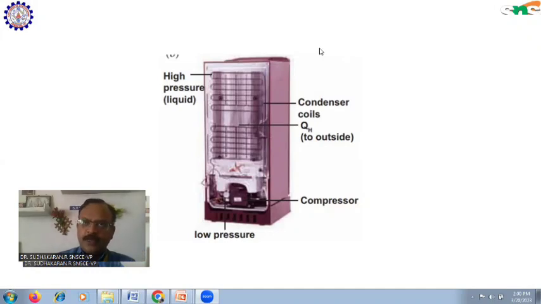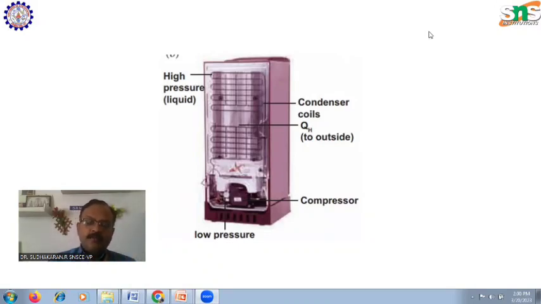This refrigerator receives work input through the compressor and takes away heat from the evaporator and transfers it to the surroundings. So this is what is actually explained by the thermodynamics law, which is called the second law of thermodynamics as given by Kelvin Planck. So it is called the Kelvin Planck statement of second law of thermodynamics.